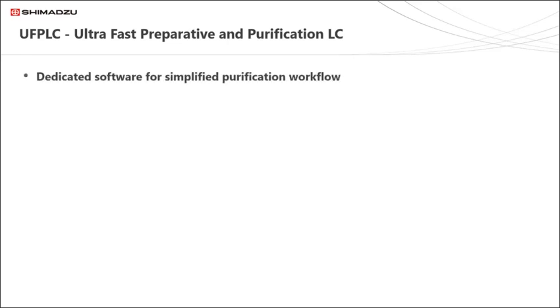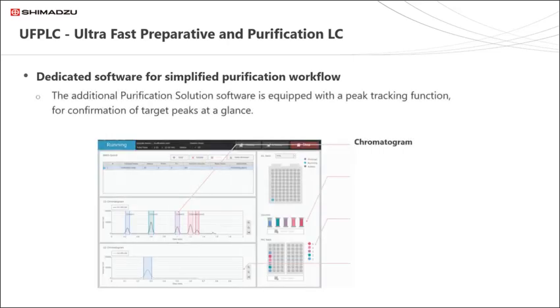Dedicated software makes using the system very easy. You can clearly see the chromatogram and the peaks that have been collected. The trap columns are color matched with the peaks selected. The elution chromatogram is also color coded, along with the collection vessels.